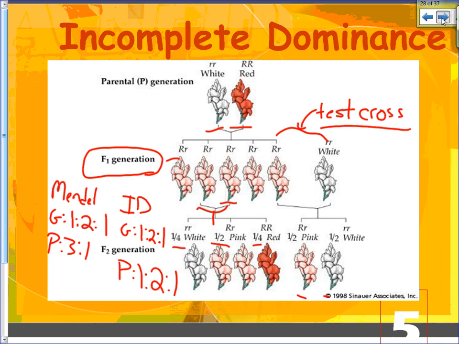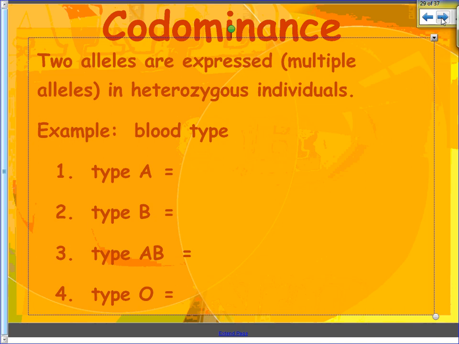So that's incomplete dominance. Codominance is a little different. With codominance, we have 2 alleles that are expressed in heterozygous individuals. So in other words, you have 2 dominant alleles and you have 1 recessive allele. Normally, under normal Mendelian traits, you have a dominant and a recessive. And the dominant would be dominant, the recessive would be recessive. In codominance, we find that we have 2 dominant alleles.